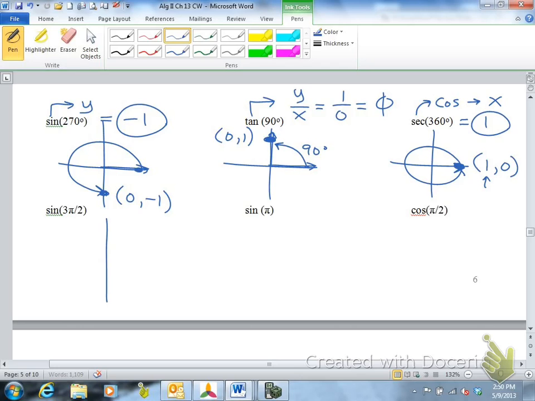3 pi over 2 is the same as 270, which would be this. So sine of 3 pi over 2 is the y coordinate, -1.